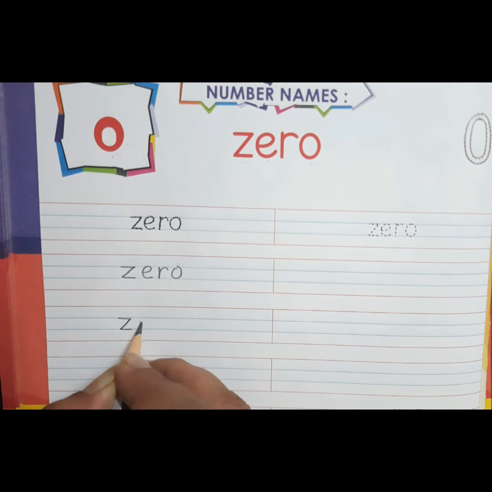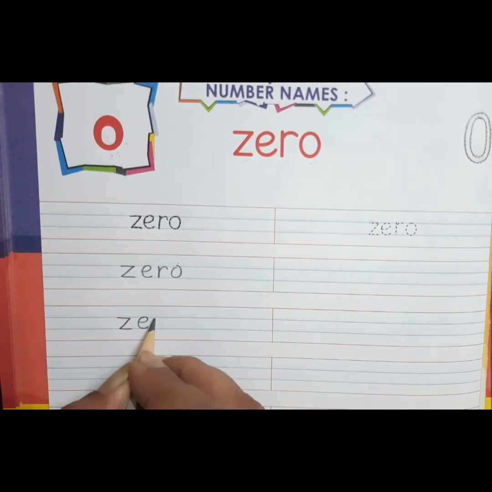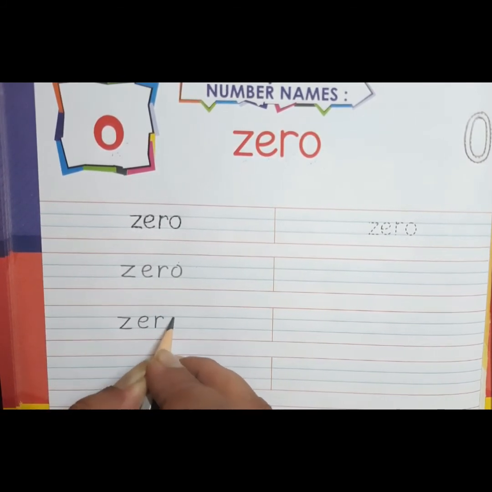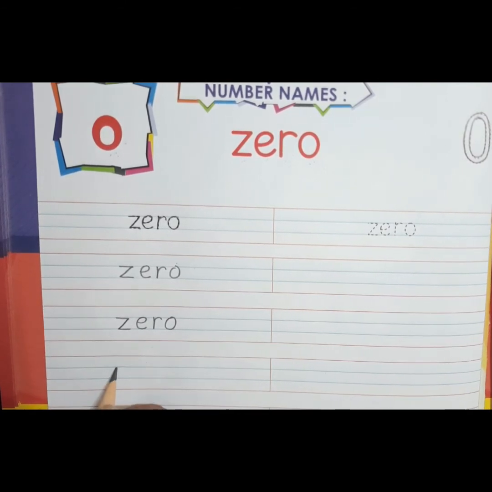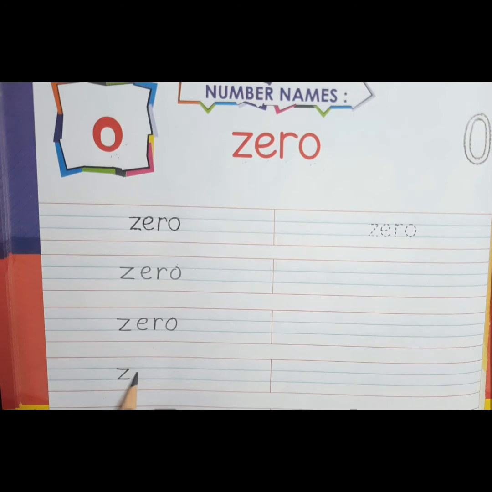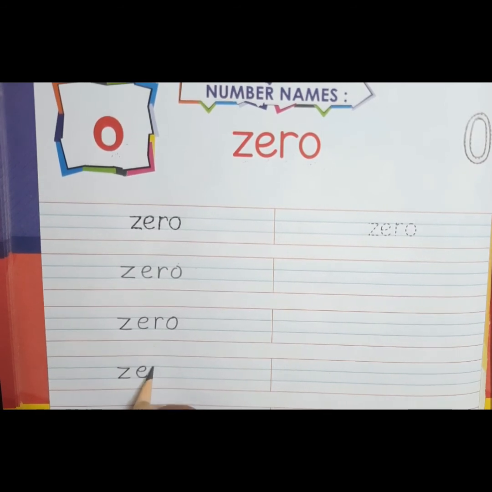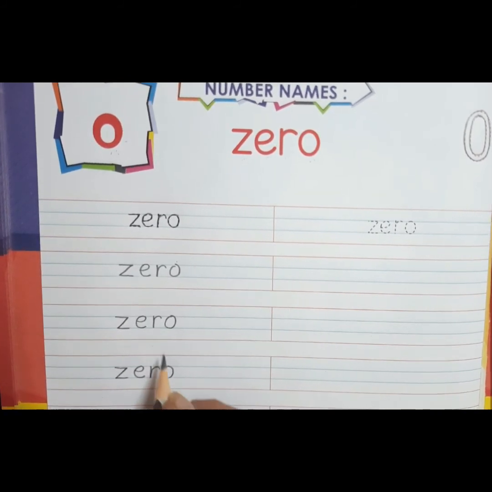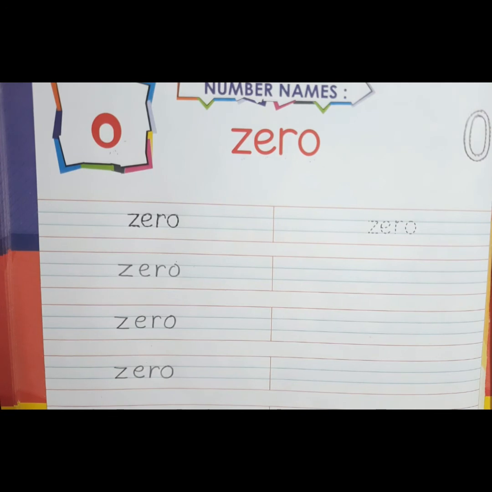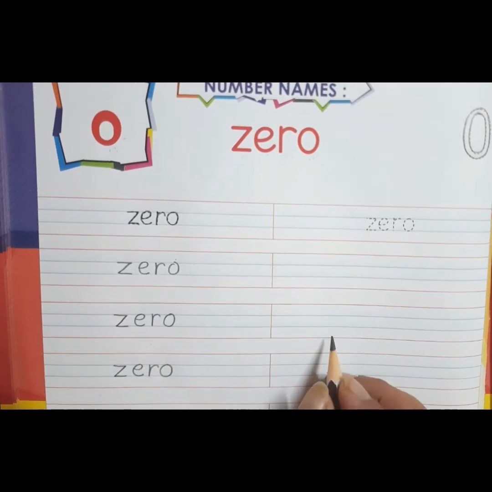Z, E, R, O, zero. Z, E, R, O, zero. Okay, this way you have to complete the lines over this side and over this side also.